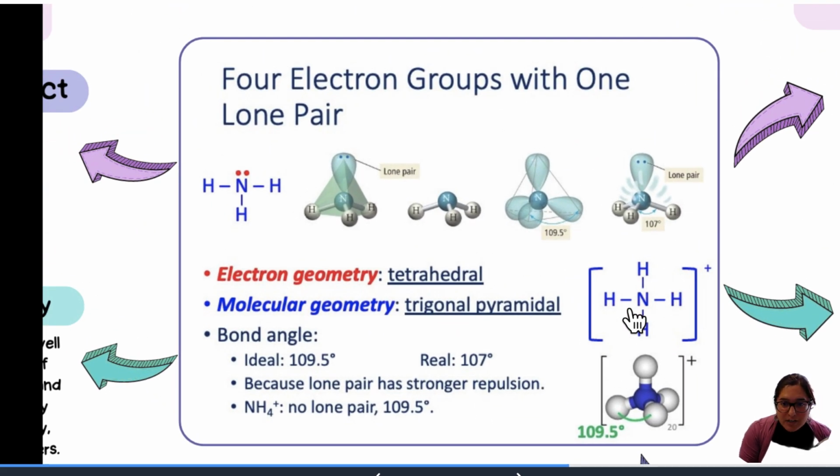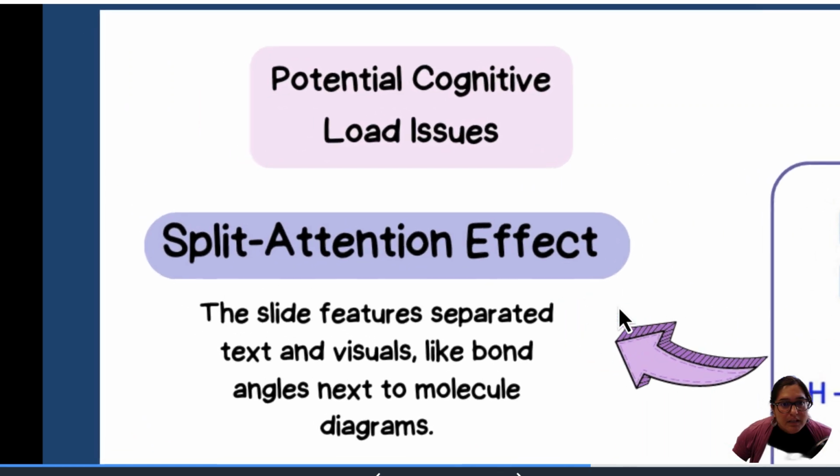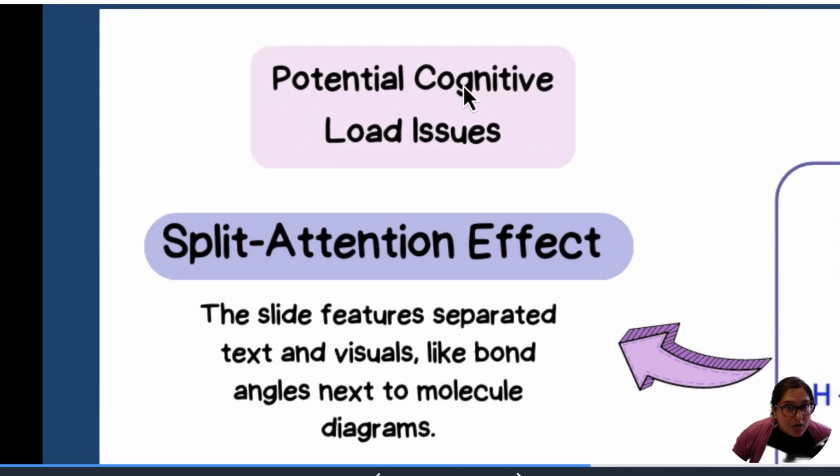So looking back over here, we may notice that yes, for example, this image is connected with here. There are some things that are going well, like I just mentioned, that are in alignment with multimedia learning theory, right? But what are some things that could be improved? And some potential cognitive load issues in this PowerPoint presentation.